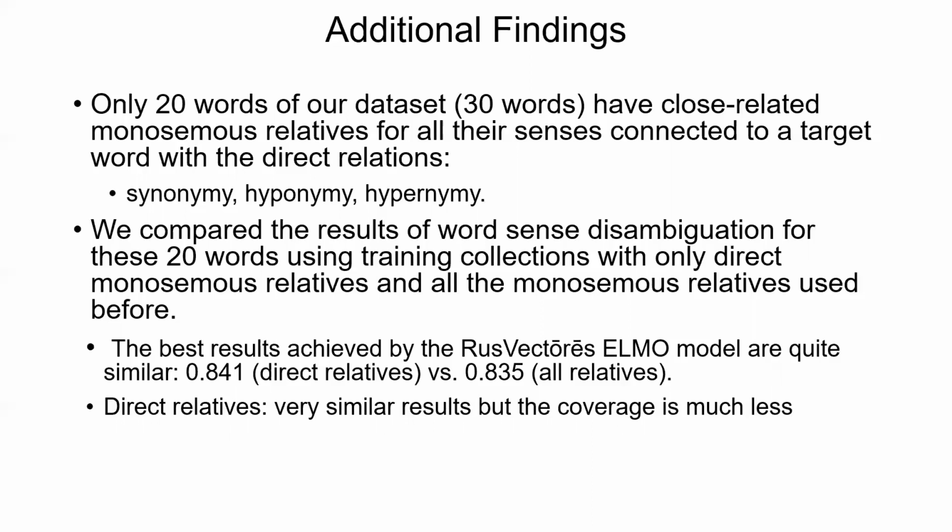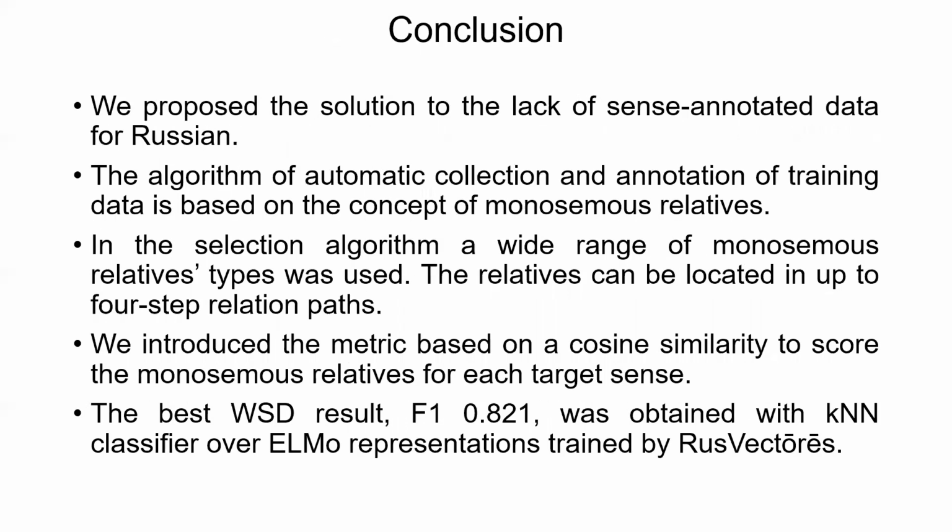For evaluation here, we used RuWordNet's ELMo model. We found that the best results are quite similar, 0.841 for direct relatives and 0.835 for all the proposed relatives in our method. Despite the similar performance, our selection method ensures wider coverage of monosemous relatives.